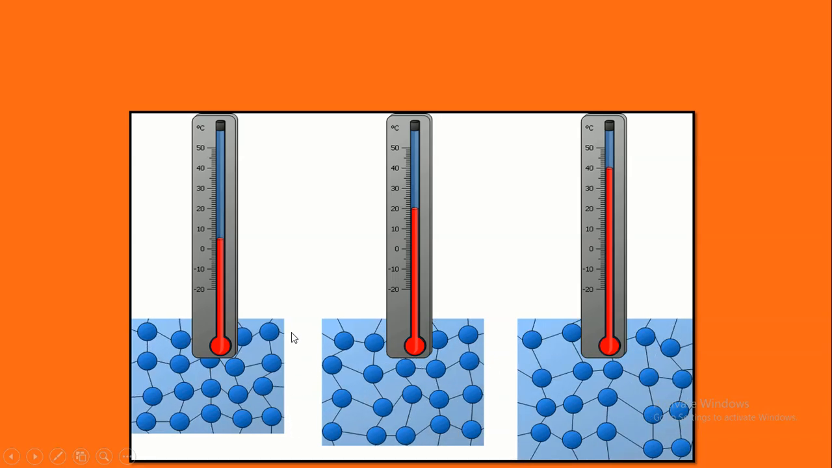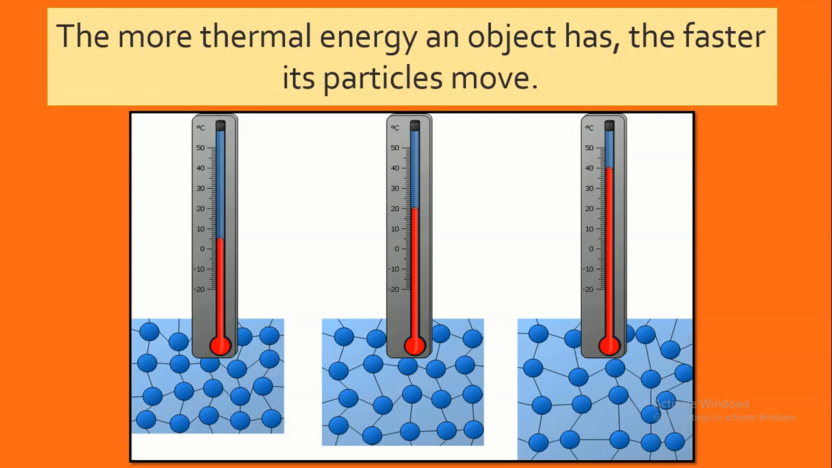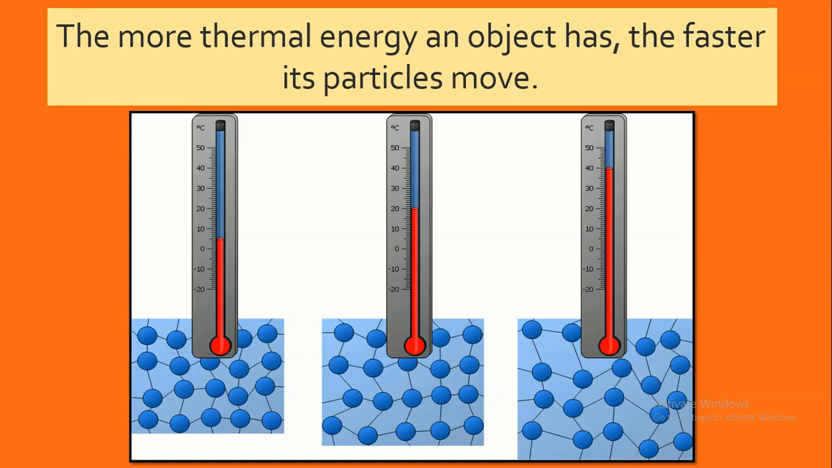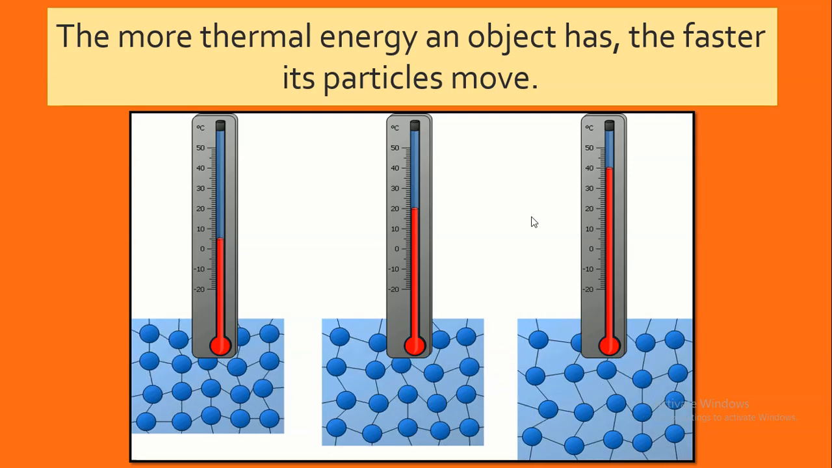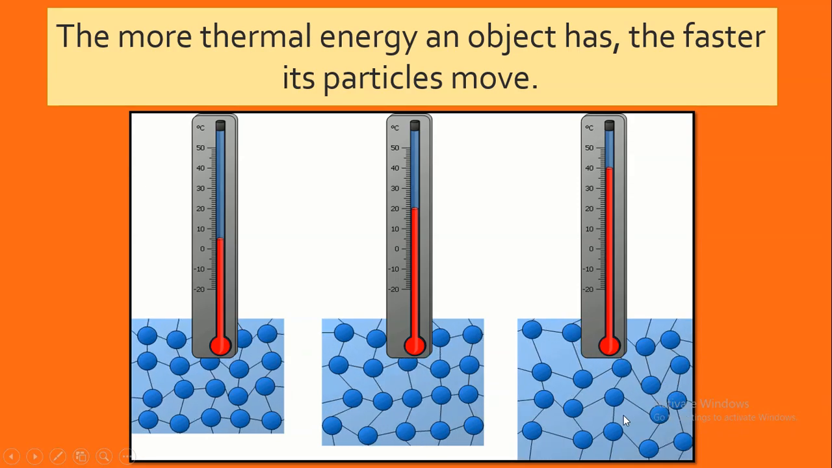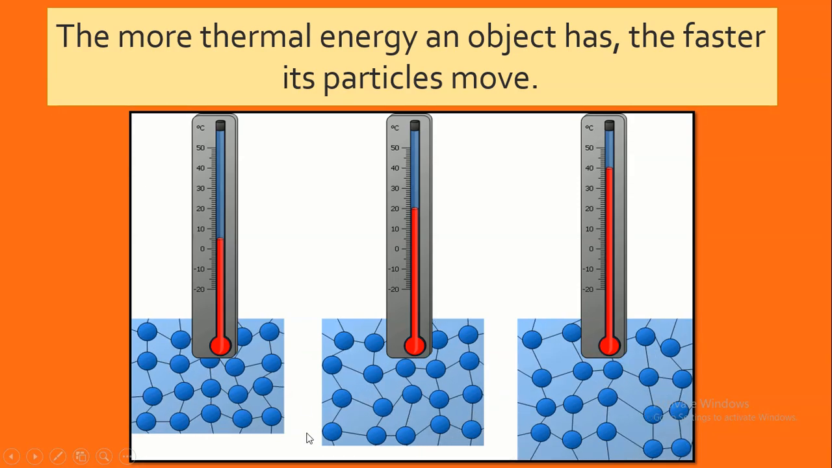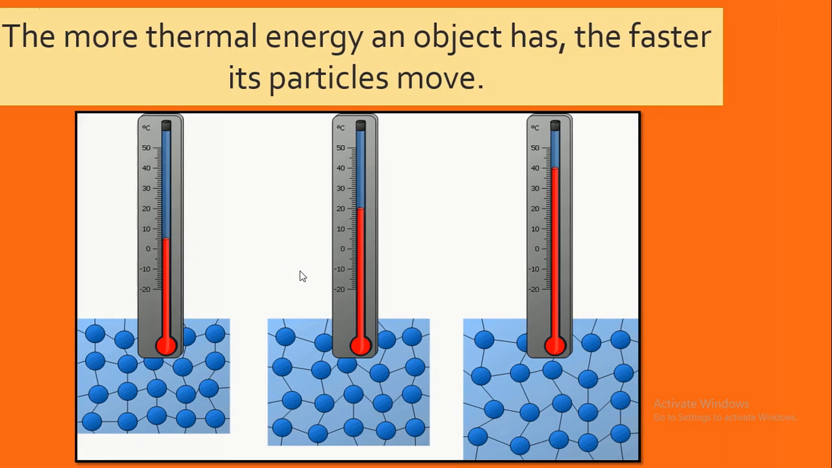Do you know why that is? The more thermal energy an object has, the faster its particles move. So which one has more thermal energy? This one here. How did you know? Because its particles are moving faster than these two. So the more thermal energy an object has, the faster its particles move.